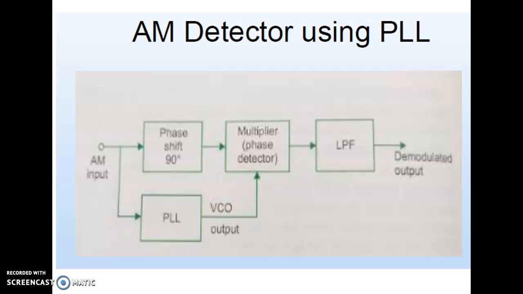The AM signal or AM input, which is to be demodulated, is applied to the 90 degree phase shifting network as well as the PLL. So here if you observe, both for the phase shift of 90 degrees and for the PLL, we are applying the AM input. The PLL is locked to the carrier frequency of the AM signal. Therefore, the voltage control oscillator output frequency is the same as that of the unmodulated carrier.